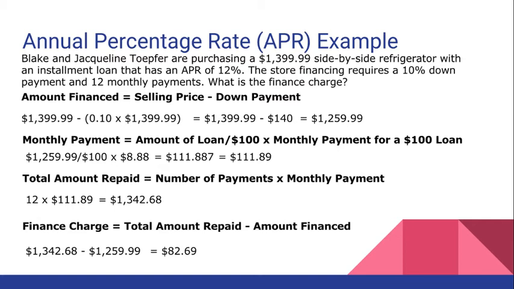This means that Blake and Jacqueline paid $82.69 more than the cost of the refrigerator since they had to finance it. If they would have had $1,400 to purchase the refrigerator, then they would have saved themselves that $82.69. But there's a lot of times where you don't have that money laying around, so you need to do things like financing, especially when it's a big purchase like a car or a house or something else that costs quite a bit of money. You can make monthly payments towards it instead of outright paying for the whole entire thing at once.